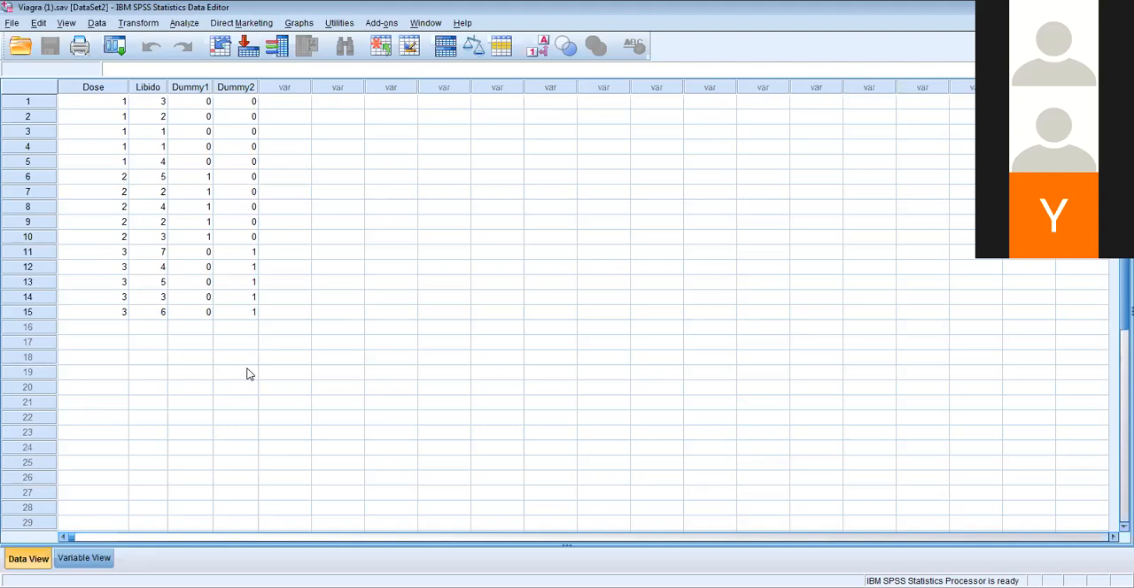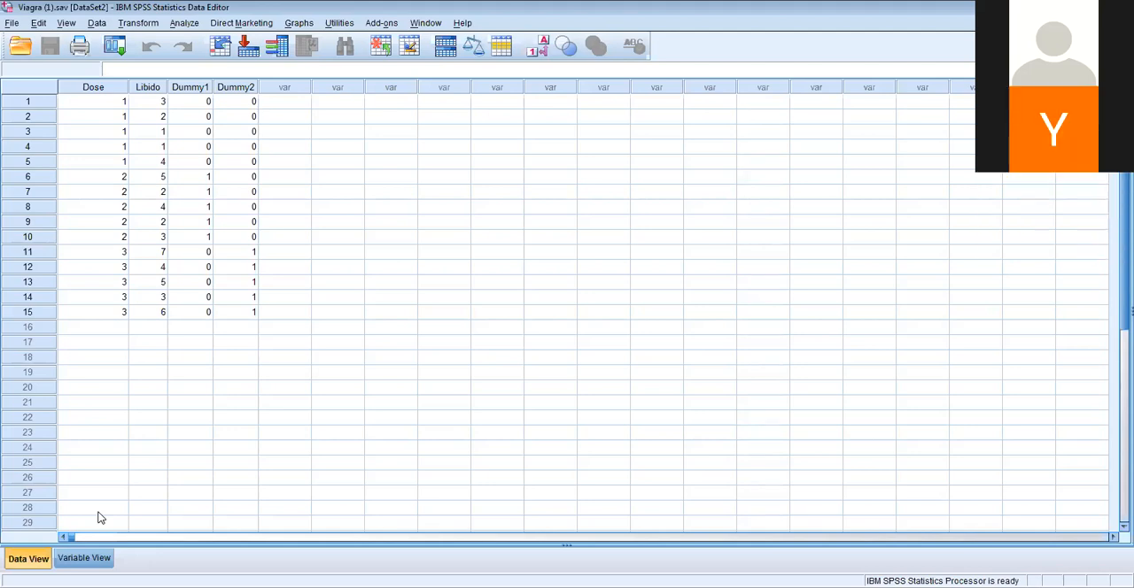1 is placebo, 2 is low dose, 3 is high dose. There are 3 categories. Whenever you have 3 categories, you create 3 minus 1 dummies, one less than the number of categories. So you are creating 2 dummies. I don't know if you understand now. You are holding 1 category constant and creating 2 dummies for the other 2 categories. Does it make sense? That's why you can see 2 dummies here.